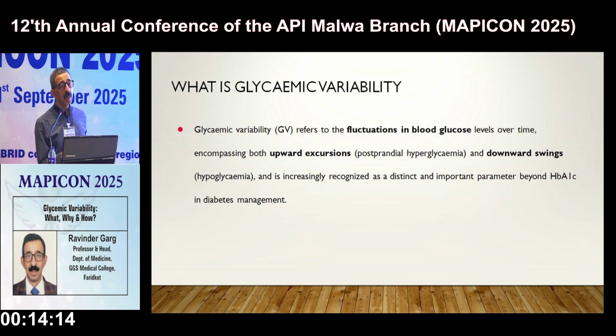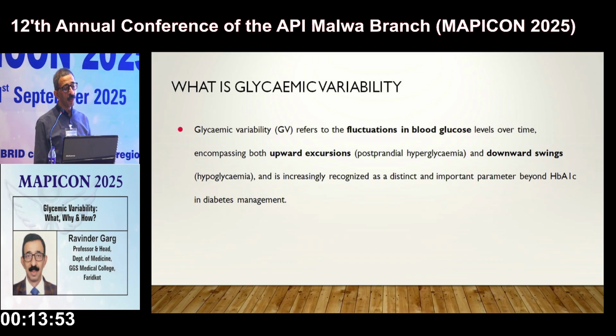Generally, variability is taken as a negative word. Actually, it's not always negative, because variability is what helps us in the circadian rhythm of so many hormones. Not only that, even carbohydrate metabolism is dependent on variability. So let's not always take it as negative.